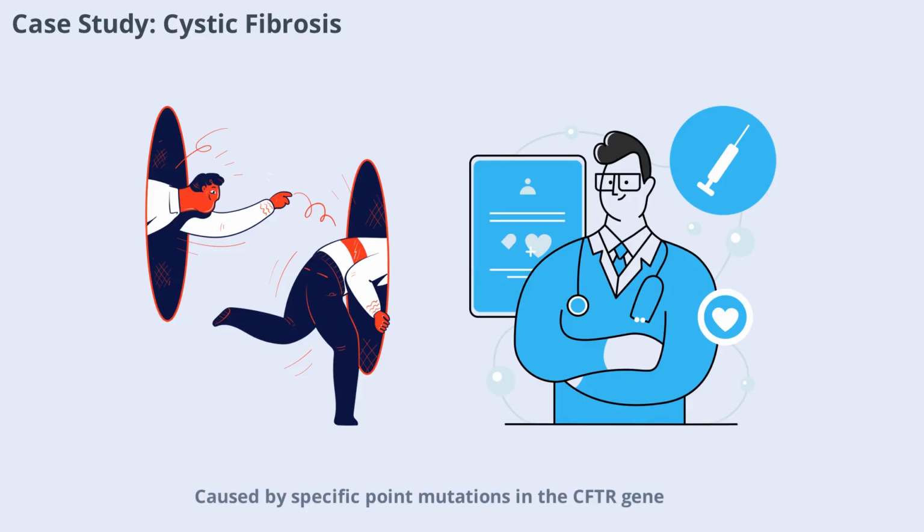Cystic fibrosis is another genetic disease that could benefit from base editing. Caused by specific point mutations in the CFTR gene, this condition leads to severe respiratory and digestive problems. Scientists are developing base editing strategies to correct these mutations, with the goal of restoring normal gene function. Early results are promising, and ongoing research aims to bring these therapies to patients in the near future.